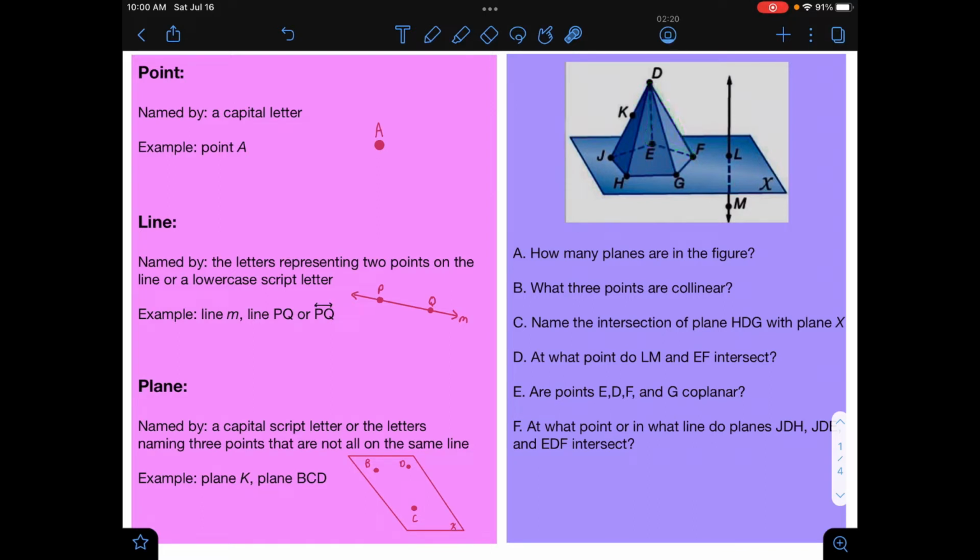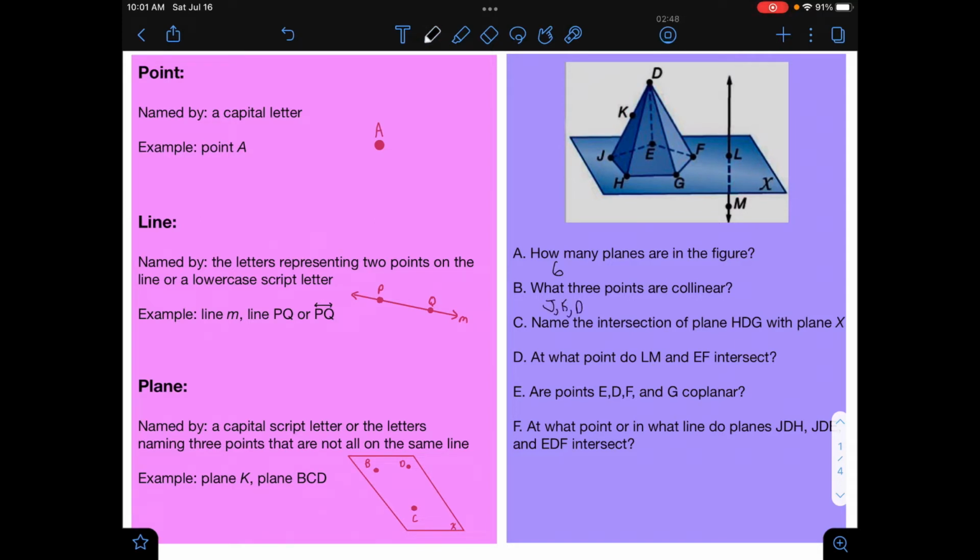DEF, which is 4. JED, which is 5. And then JHD, which is 6. So over here we have 6 planes in the figure. So now what 3 points are collinear? So remember, collinear means the points are on the same line. So over here we have JKD. So those are our collinear points.